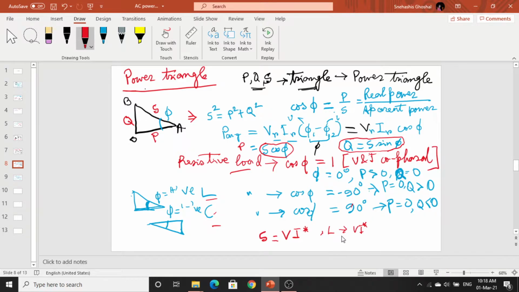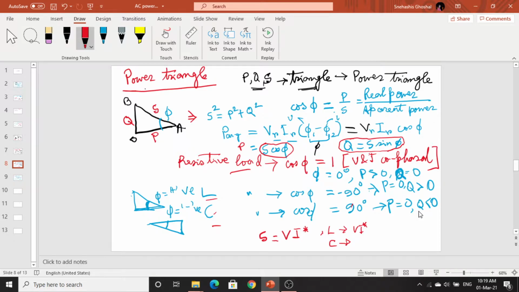On a similar analogy, for a capacitive load, the current leads the voltage by 90 degrees, so the conjugate means minus 90 degree. Hence Q will be less than 0. That means in an inductive load power is absorbed, in a capacitive load power is supplied. They consume opposite power.